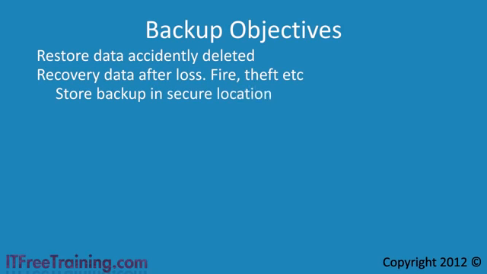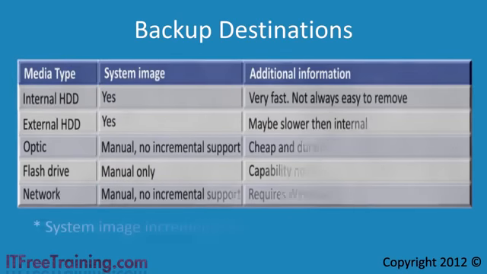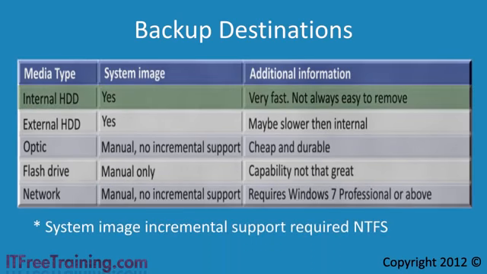The first backup media supported by Backup and Restore is a second internal hard disk. Backing up to an internal hard disk is the fastest option available for Windows Backup and Restore. The problem with internal hard disks is that they are not always easy and quick to remove. For this reason, they are not good candidates for regular off-site storage.